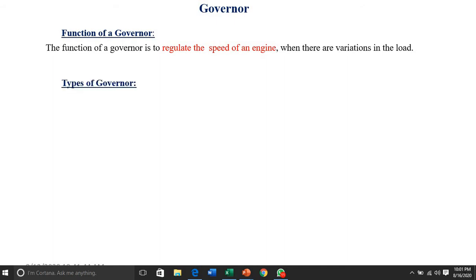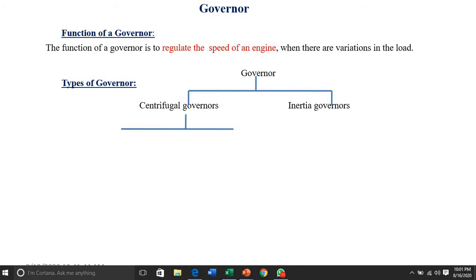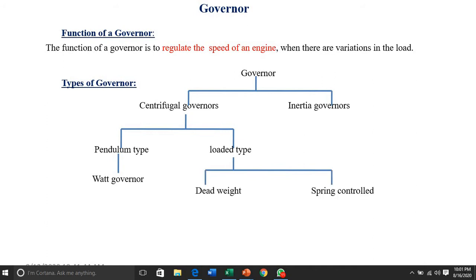Next, what are the types of governor? The governor mechanism is classified into two types. One is the centrifugal governor, another one is the inertia governor. The centrifugal governor is further classified into one is pendulum type, another one is loaded type. The pendulum type governor is called the Watt governor. The loaded type is further classified into two types. One is dead weight, another one is spring controlled governor.